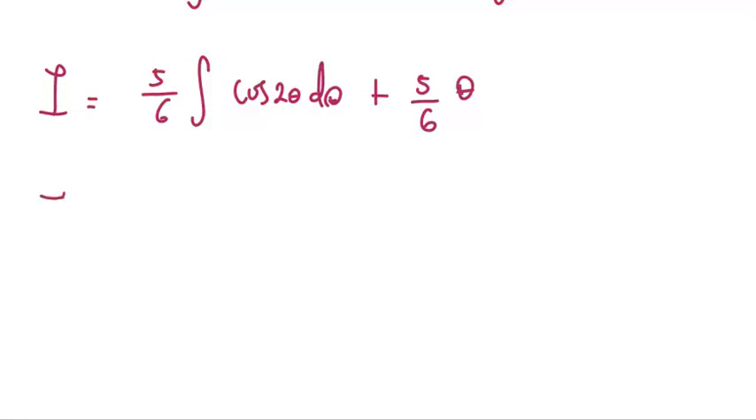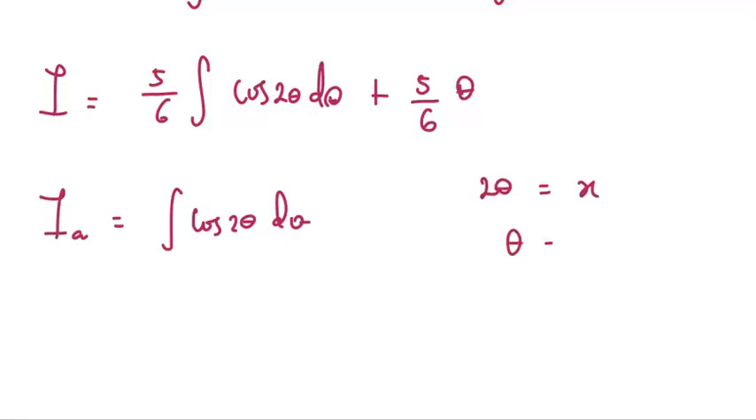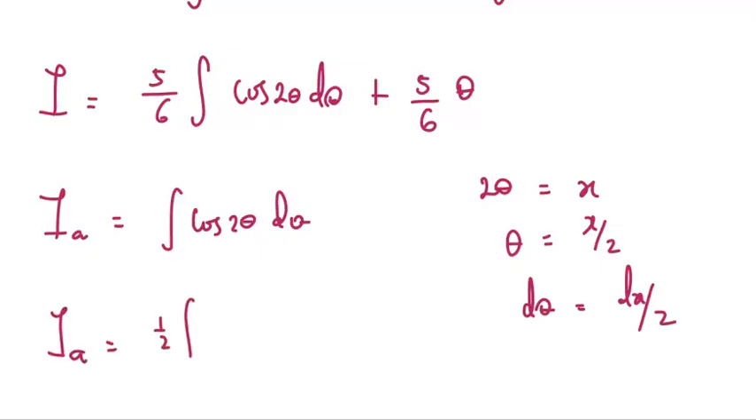So let's say we have I sub a, which is equal to the integral of cosine of 2 theta d theta. This is easy enough by making the substitution. 2 theta is going to be equal to x, theta is equal to x by 2, d theta is equal to dx by 2. Now, I sub a is going to be equal to 1 by 2 the integral of cosine of x dx, which is giving us the sine of x. So 1 over 2 sine of x and then plus c. Don't forget our sine of x will be sine of 2 theta.